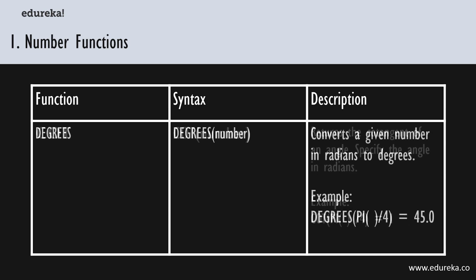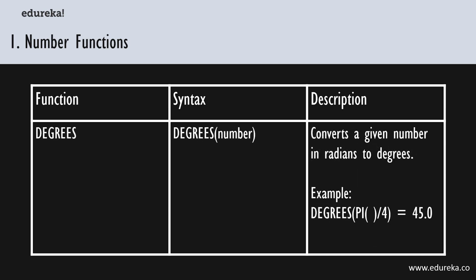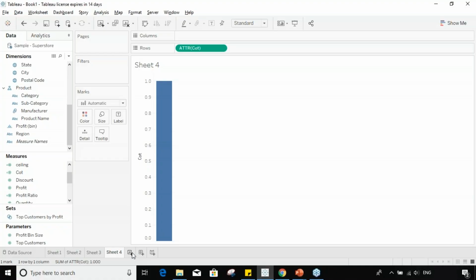The next function we have is degrees. Now what this does is it converts a given number in radians to degrees.